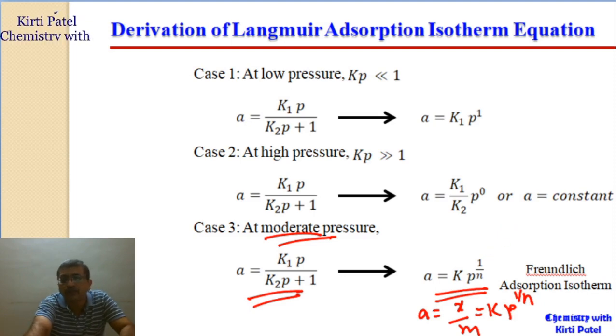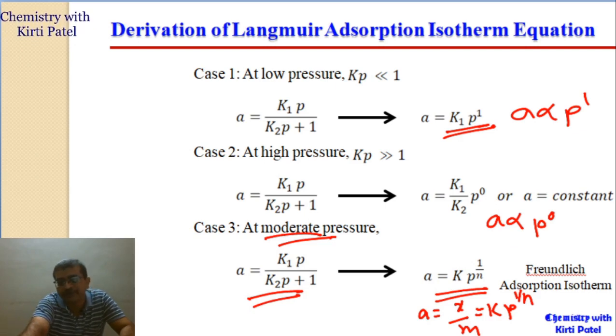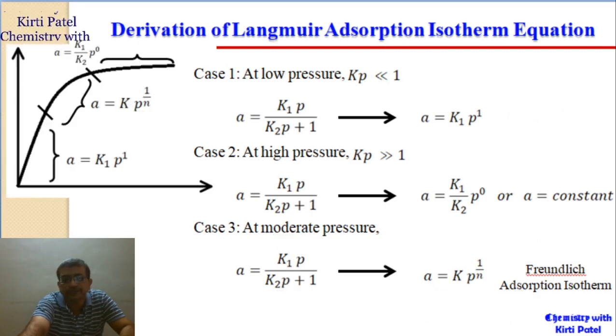So at moderate pressures, this will turn into the Freundlich adsorption isotherm. At low pressures, A is directly proportional to the pressure, that is A is proportional to P to the power of 1, linearly proportional to pressure, while at very high pressure values A is proportional to P to the power of 0, that is, independent of the pressure, and at moderate pressures it is very similar to the Freundlich adsorption isotherm.